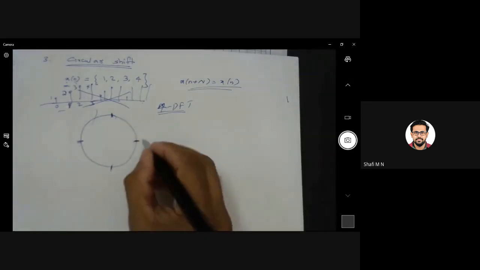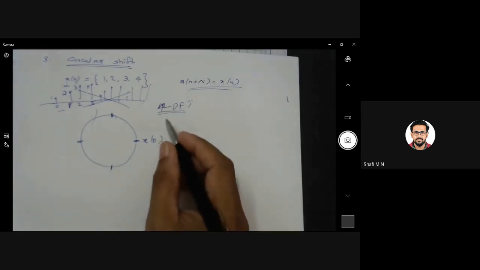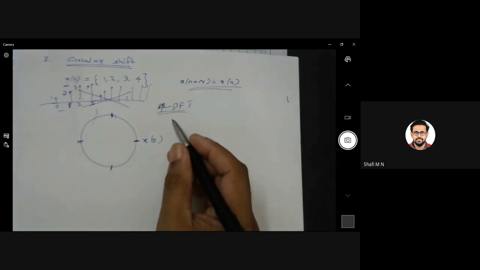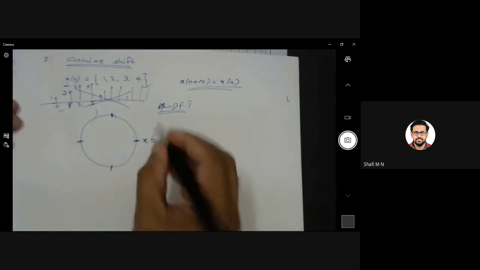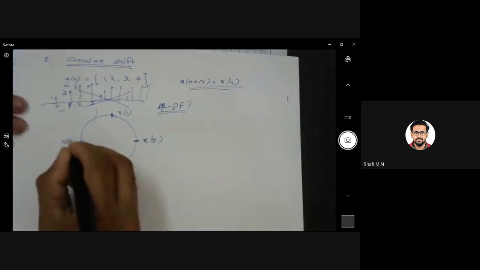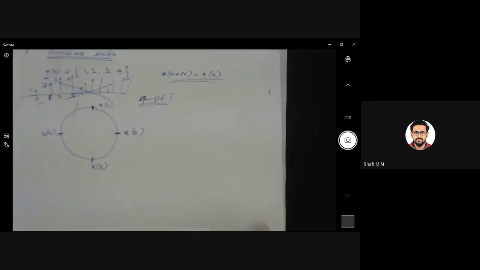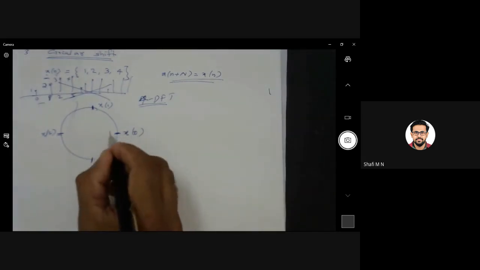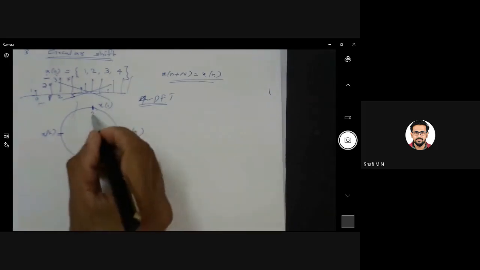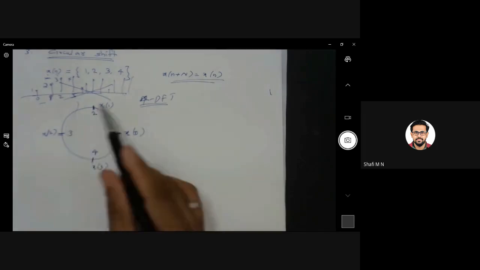Now you can represent it like this: x of 0, x of 1. You have to represent it in the counterclockwise direction: x of 0, x of 1, x of 2 and x of 3. This is what is called the circular form of representation. So x of 0, the first sample, will be represented over here. That was 1 in our example, and this is 2, this is 3, and this is 4. So this is 1, 2, 3, 4.